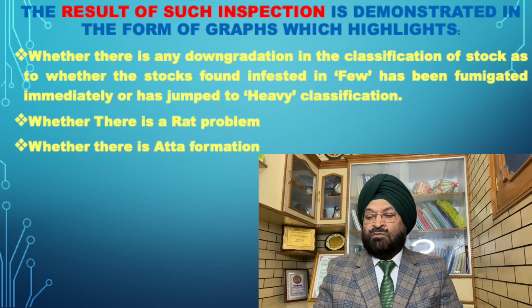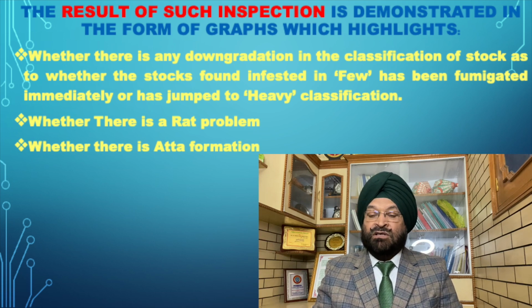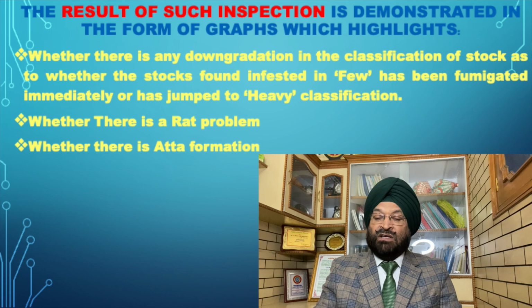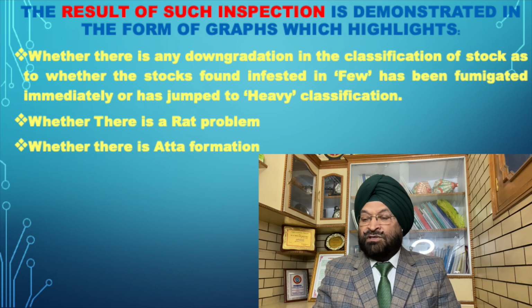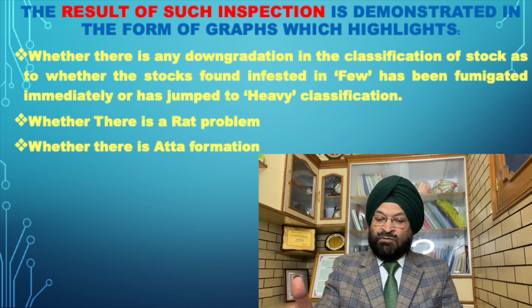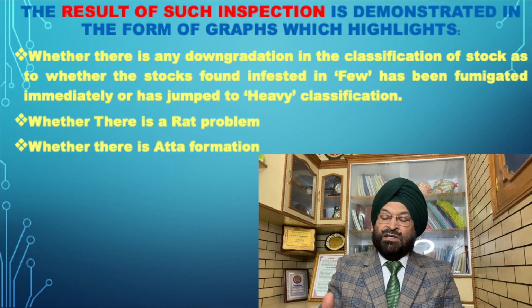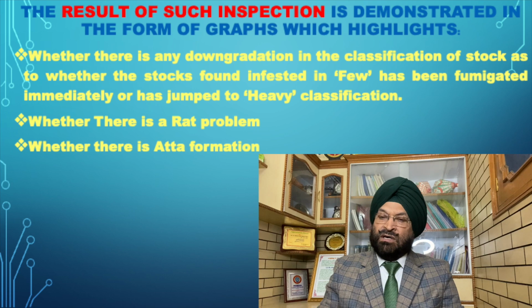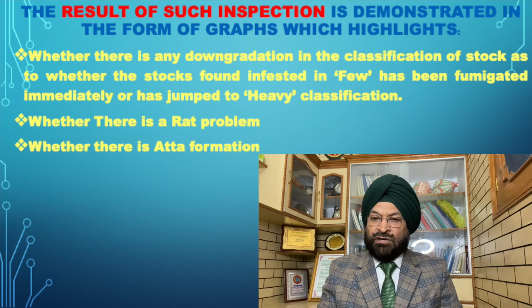Such results are demonstrated in the form of graphs, which highlight whether there is any downgrade in the classification of the stock, whether the stock found infested in a few places has been fumigated immediately or has jumped into heavy classification. That means the staff has not taken action on that and the stocks have been allowed to deteriorate.